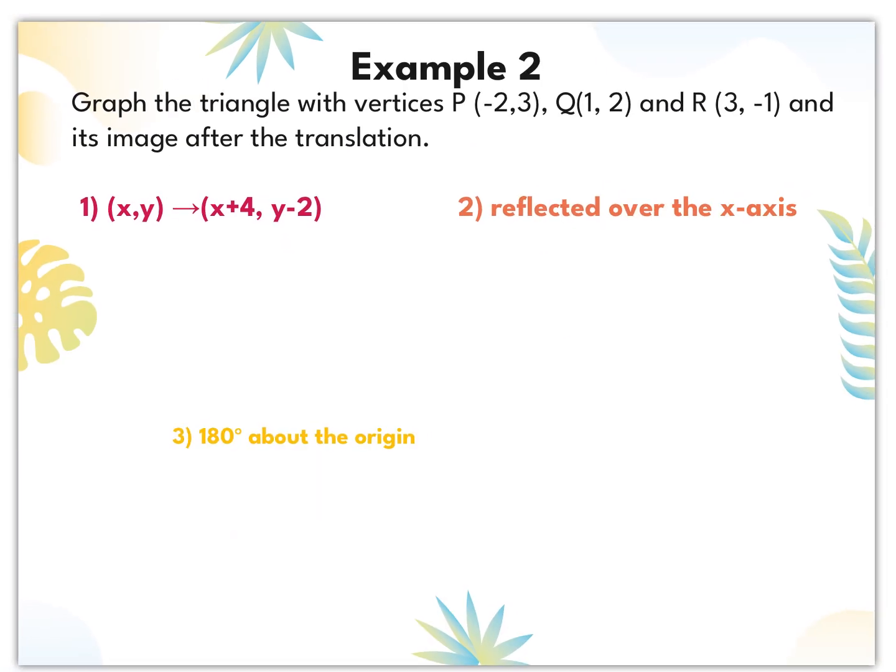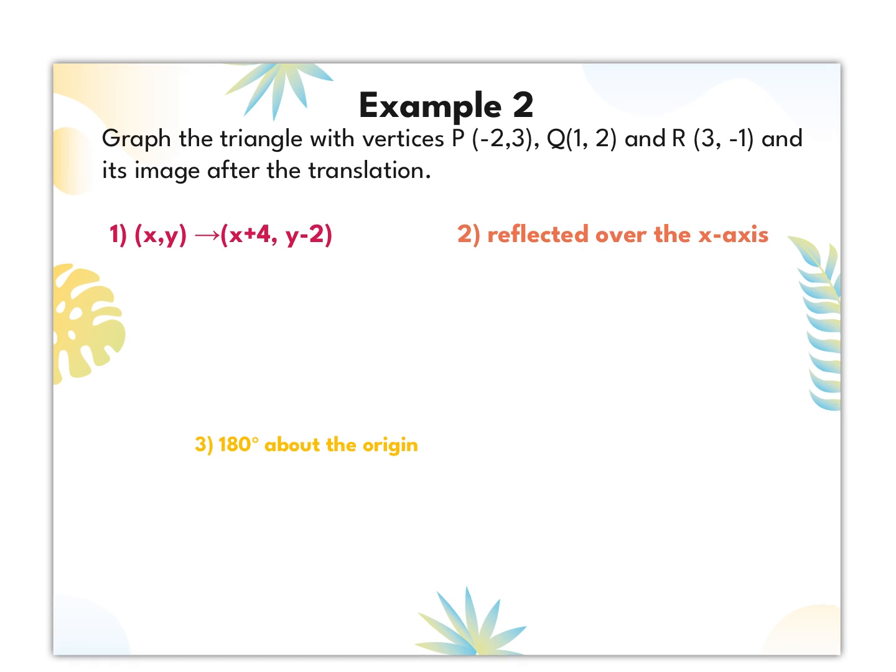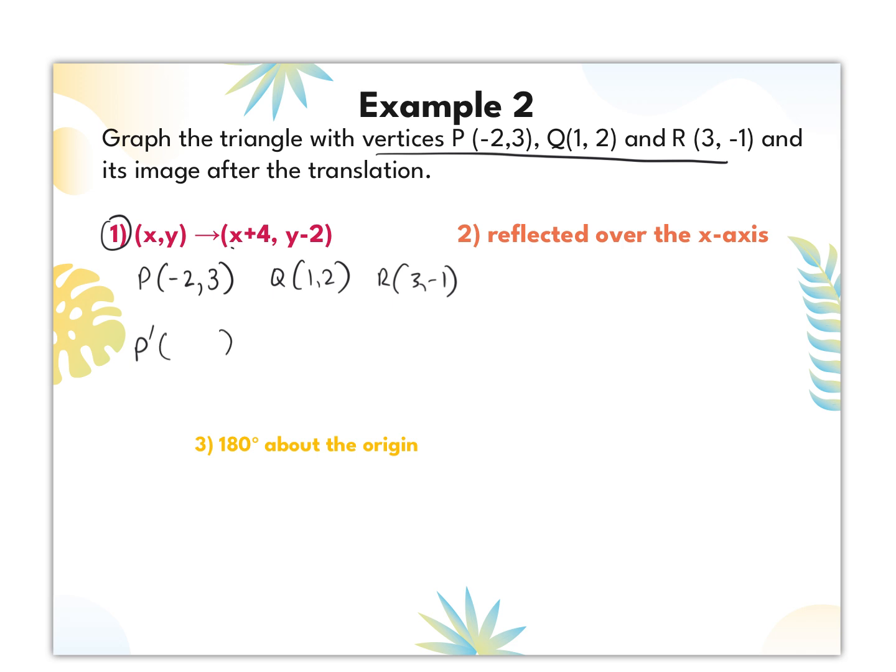So here in example 2 now, we're going to do the translation, which as you can see is example number 1. So if my original P value, notice it's telling you that you have a triangle. For all of these, we have a triangle. The pre-image has vertices of P at (-2, 3), Q at (1, 2), and R at (3, -1). Now, mathematically, I can figure out what my image is going to be because the rule has been given to me here. So I need to find P prime, Q prime, and R prime.